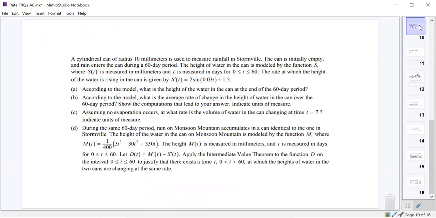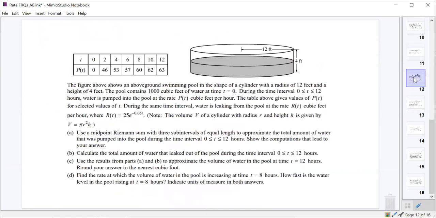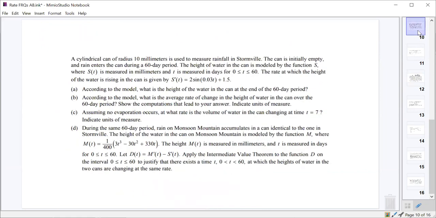Let's take a look at, I guess we could do this one. It's a little bit different. I don't know if I like this one. Yeah, let's just do this one. All right, we're gonna do this one. A cylindrical can of radius, whatever, Stormville and Monsoon Mountain. Very exciting names in this one.